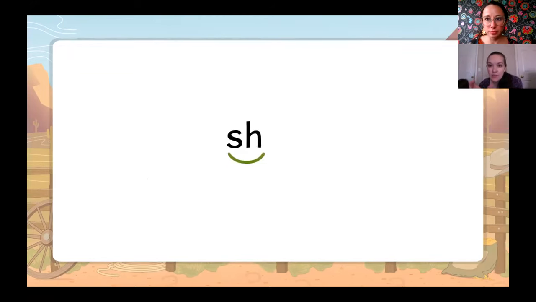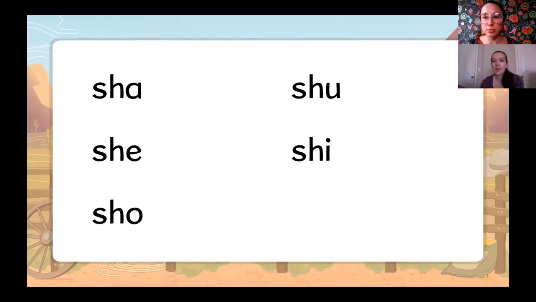We're going to arc it together, just like we did a blend in the other digraph. And together, these will make the sound shh, like you're being very quiet, right? So everyone look at these two letters together and say the sound. You can make the word sheep. It could. So let's now put the vowels with this digraph so that we can build some slides.